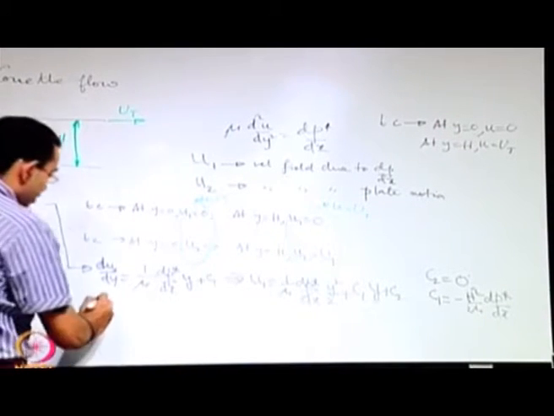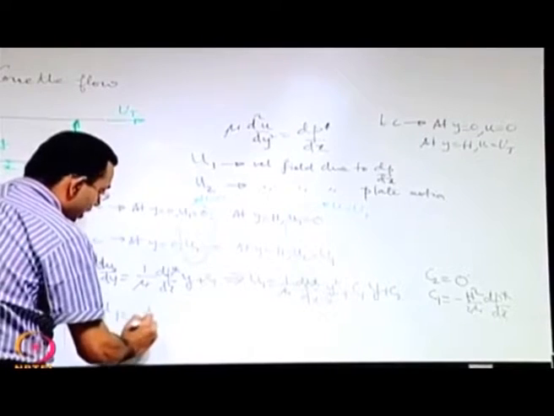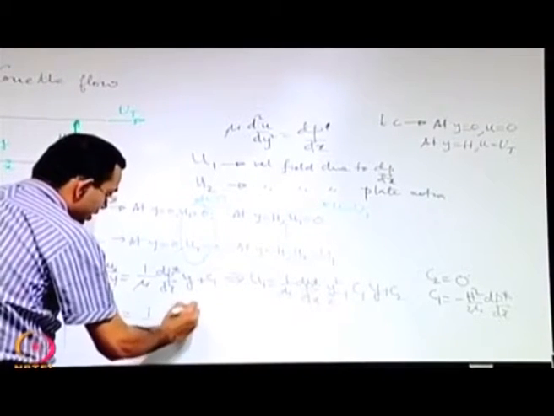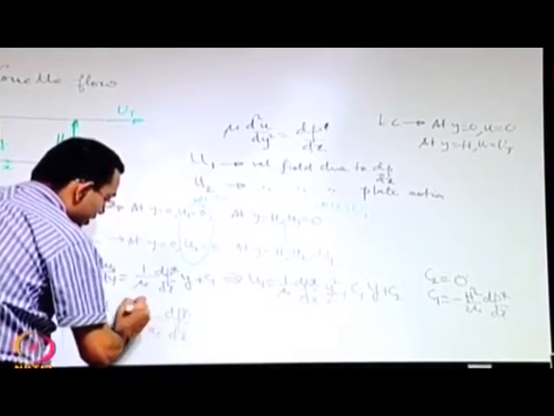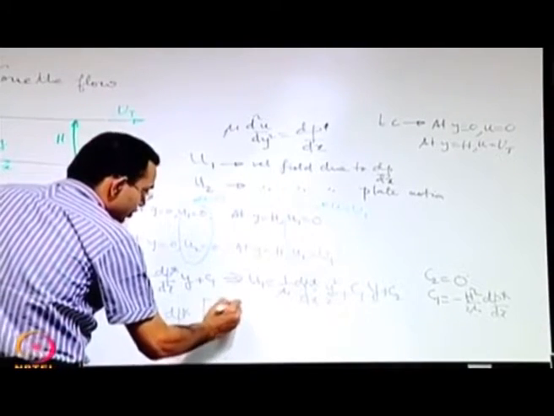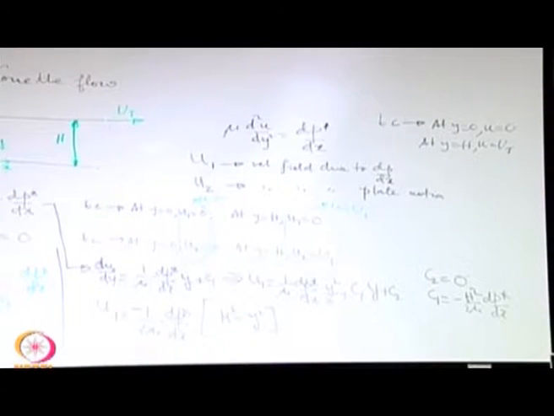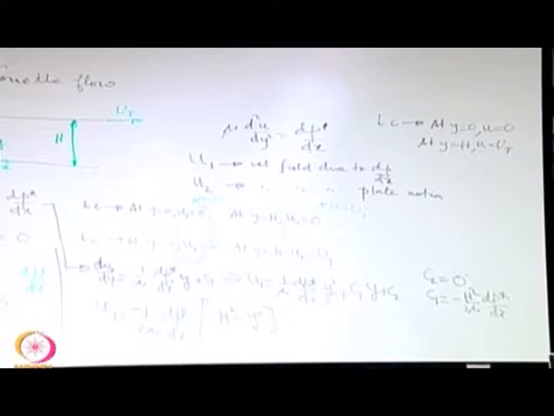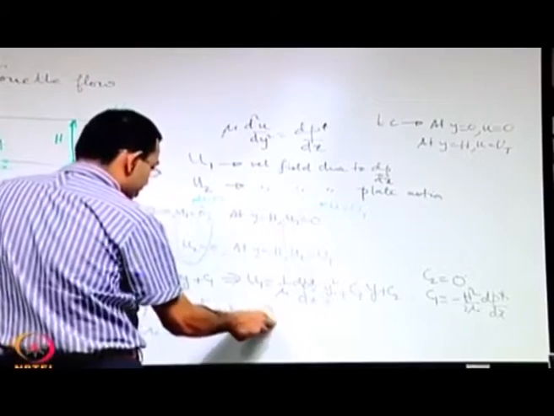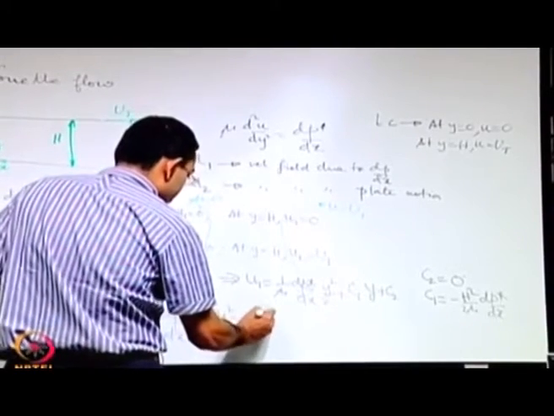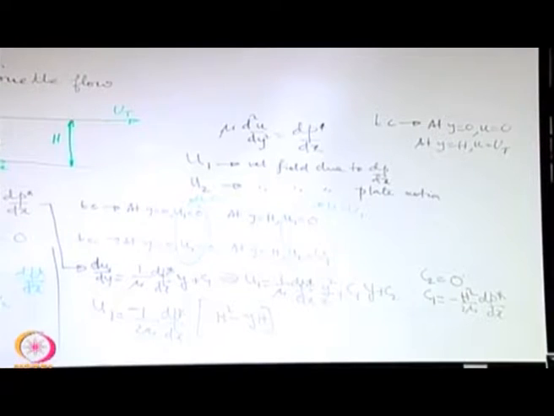So, the u1 profile is minus 1 by 2 mu dp*/dx, maybe we put a minus sign outside, into h square minus y square. Okay, sorry, yh minus y square. Right. Now, this is for u1.